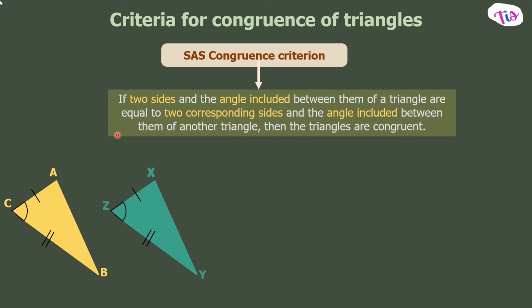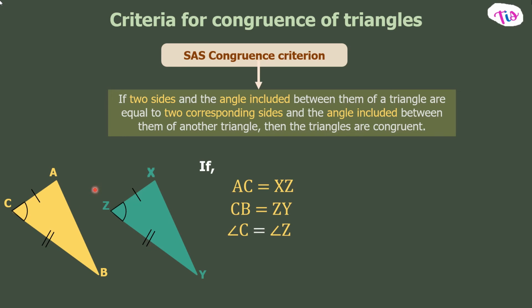As you can see in this case, ACB and XZY, these two triangles. AC is equal to XZ, BC is equal to YZ, or you can say CB is equal to ZY. We can say BC or CB, it's the same thing. And this angle C is equal to angle Z.